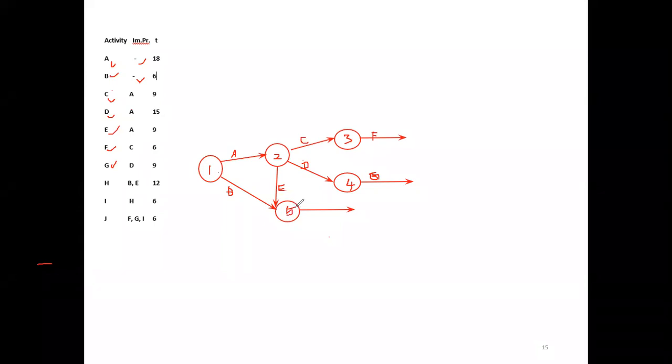Now B and E together finish, then H starts. Now after that, H finishes, then I starts. Once the H activity finishes, then I starts. So here we have to finish the H activity. Here let me simply put the activity as a circle. Otherwise we would draw the round diagram.